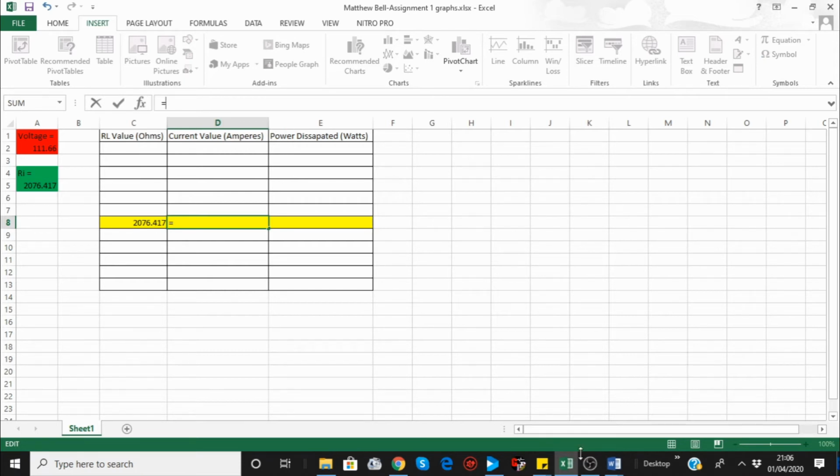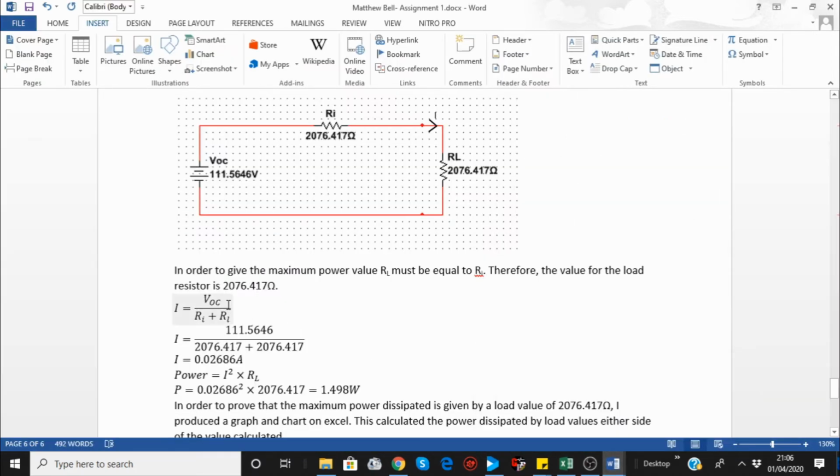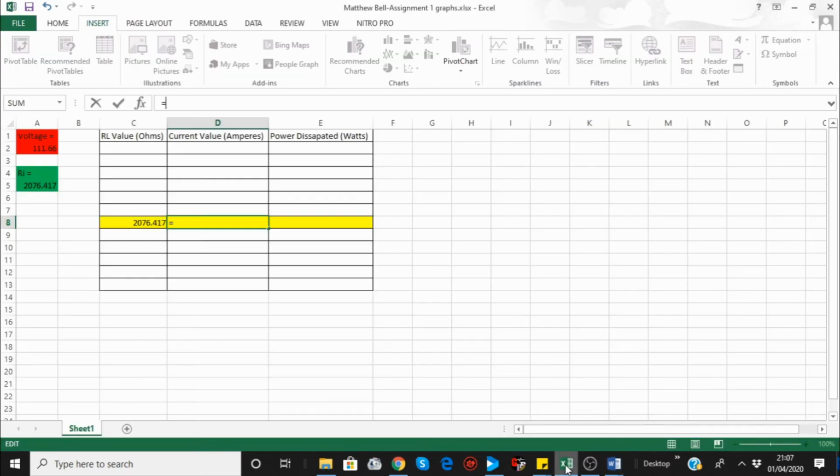What was the formula for that? The formula was, as you see, VOC over RI plus RL, or RL plus RI. So we need to write that. And for power, the formula is I squared times RL. So we use these two to write our formula for current and power.